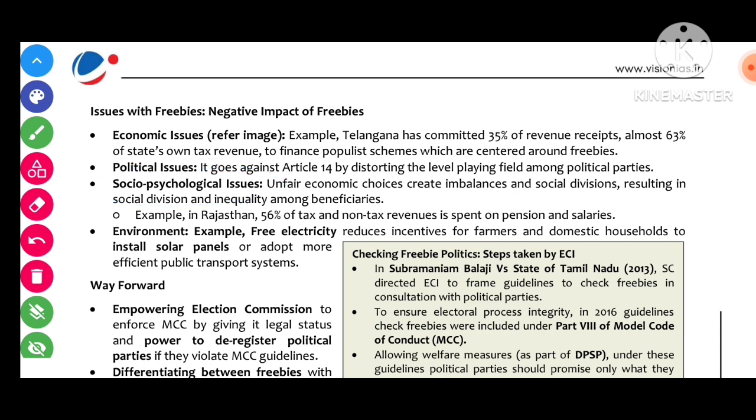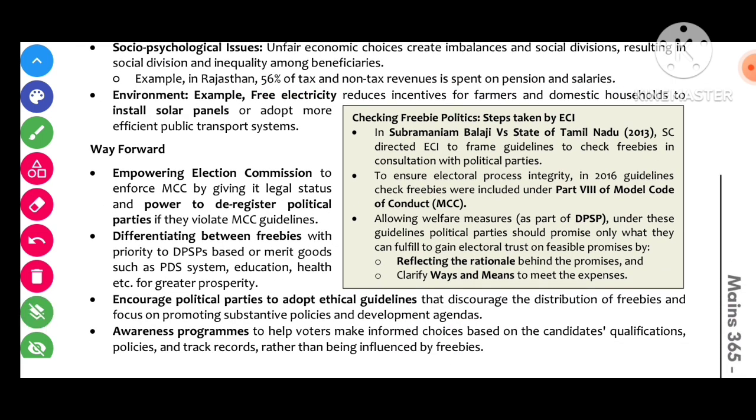And psychological issues. For example, in Rajasthan 56% of tax and non-tax revenues is spent on pensions and salaries. And impact on environment. For example, free electricity reduces incentives for farmers and domestic households to install solar panels or adopt more efficient public transport systems.